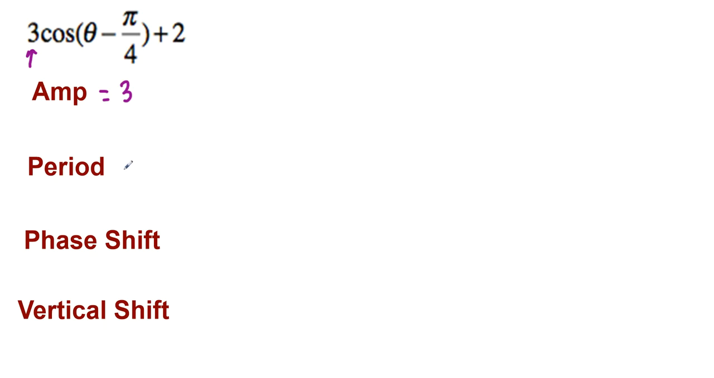Our period, there is a formula for period. Our formula for period is basically 2 pi over b.